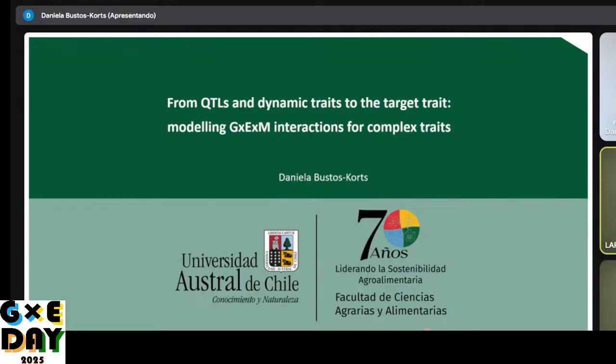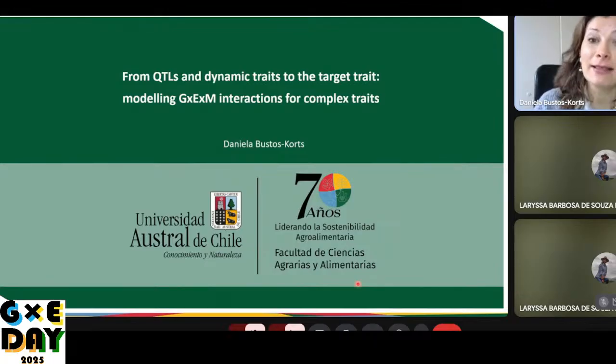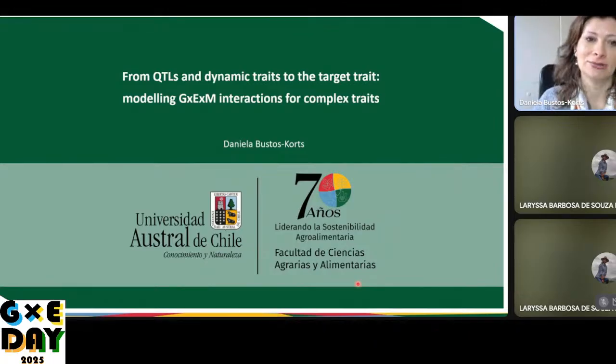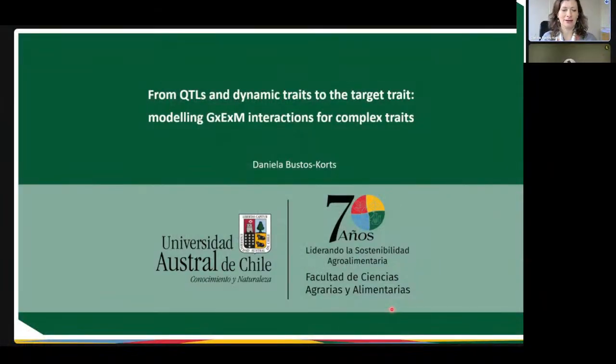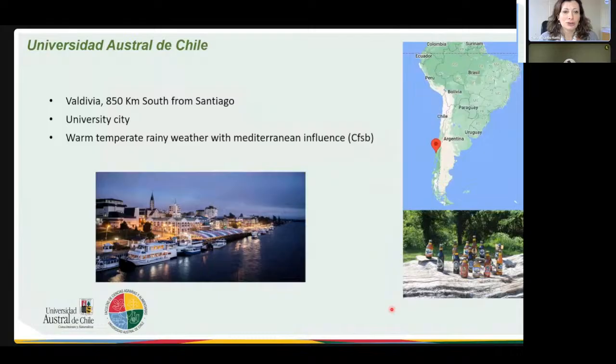Perfect. Thanks. Well, I took a bit of freedom to modify the title because I thought, well, it's nice to talk about QTLs, but we need to understand how these QTLs are embedded into something else. So I expanded it a little bit more than it was originally meant. And well, the title of this talk will be From QTLs and Dynamic Traits to the Target Trait, Modeling G/E/M Interactions for Complex Traits.